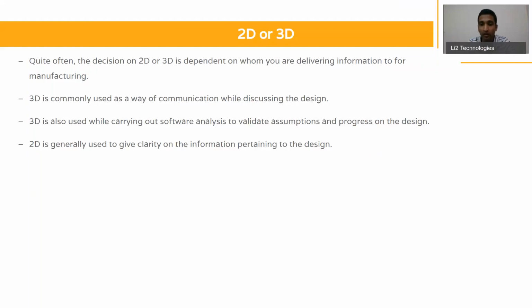Like you saw earlier during the CAD session, where there was an analysis done on an L angle. So it gives us a fair idea of whether we have to add ribs, whether you have to increase the thickness. So 3D is quite often used for software analysis. 2D is used to give clarity of information pertaining to the design. It's extremely difficult to give this in a 3D, especially if you have to talk about the surface finishes, talk about the material, talk about the fit, talk about the clearances. So 2D is a common method, and it's definitely a good practice that you generate 2D drawings from 3D models or directly go with 2D drawings.